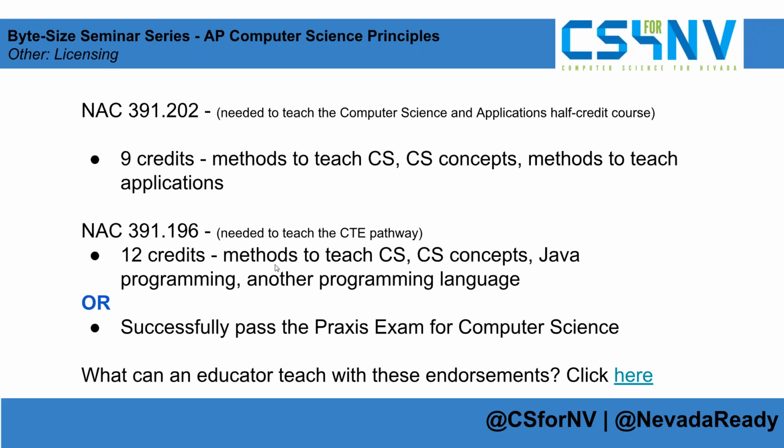You can take 12 credits. Again, notice that the methods to teach computer science and CS concepts are the same for both. You just add 2 more. Or you can successfully pass the practice exam and then you also acquire the endorsement through that.